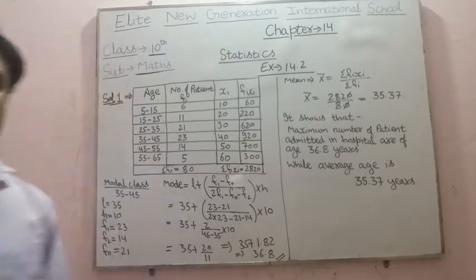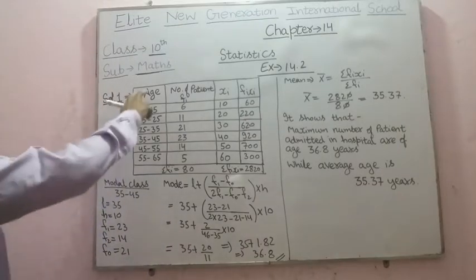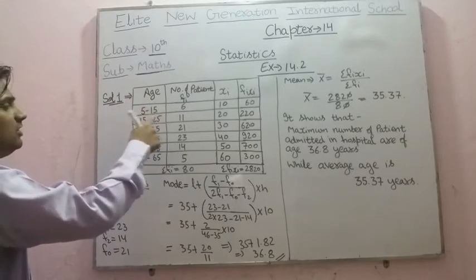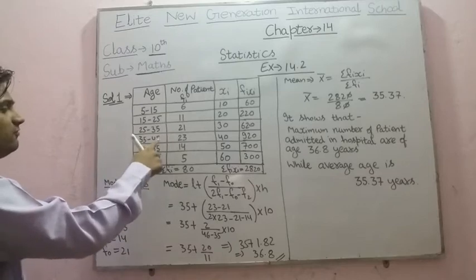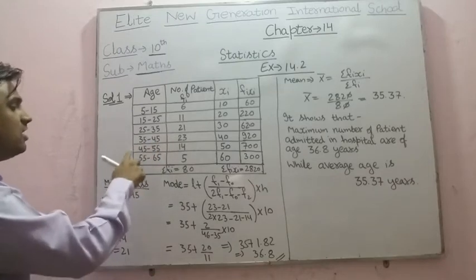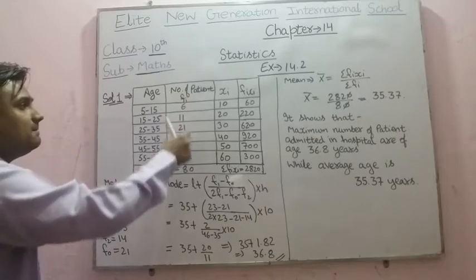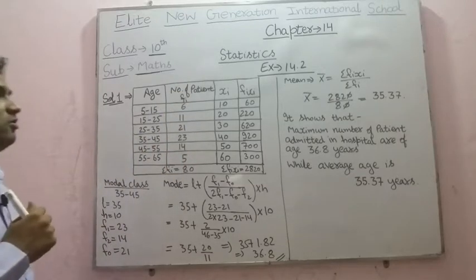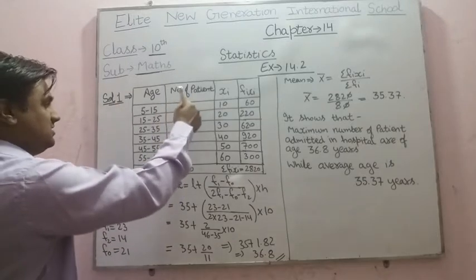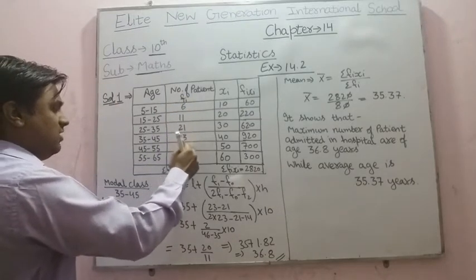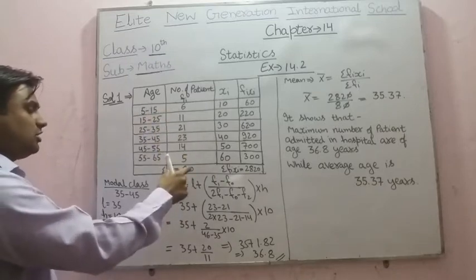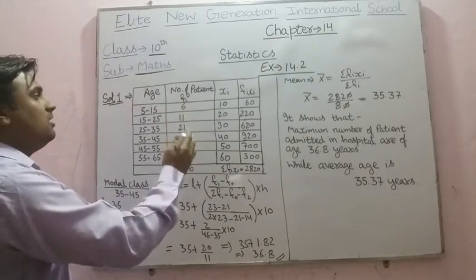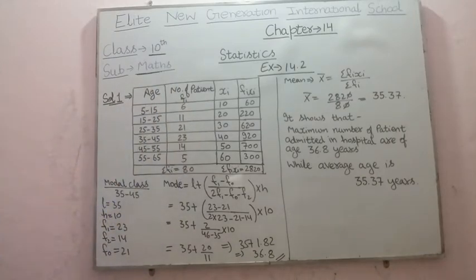According to this table, we are given age in the ranges 5 to 15, 15 to 25, 25 to 35, 35 to 45, 45 to 55, 55 to 65, and the number of patients. These numbers of patients we can take as fi, or frequency. They are 6, 11, 21, 23, 14 and 5. The total, sigma fi, is 80. From this table, first of all we will see which is the modal class.